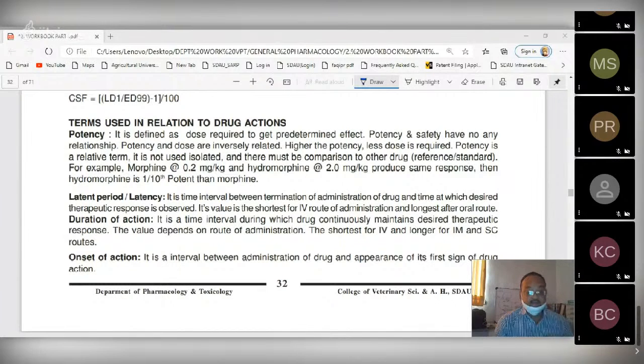Another one is the latent period or latency. It is the time interval between the administration of the drug and the time at which the desired therapeutic response is observed.